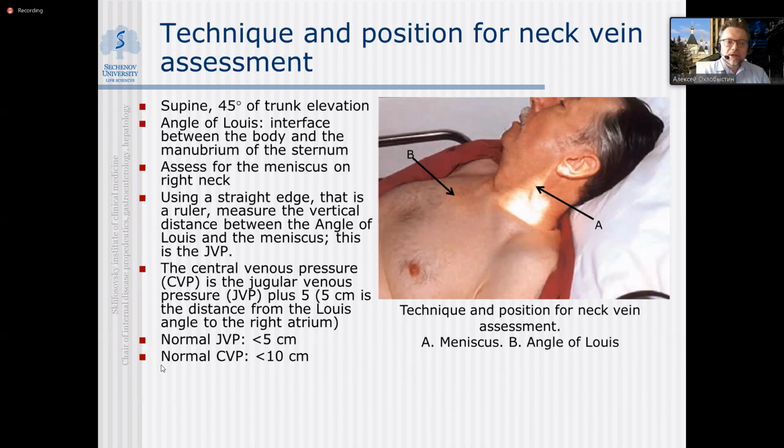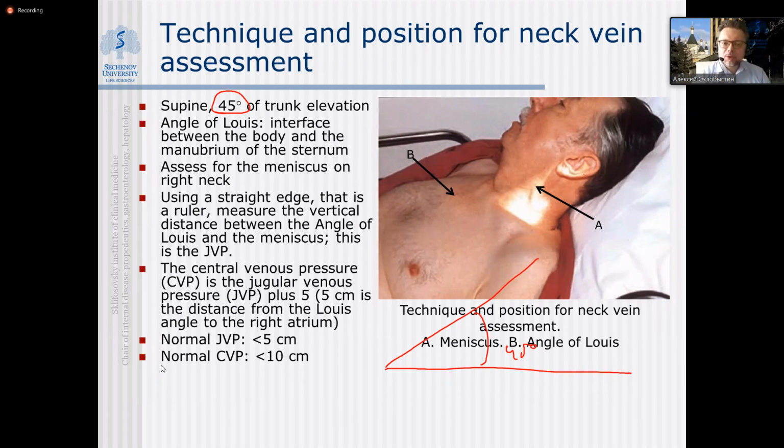Please pay attention that the normal posture should be at an angle of 45 degrees. The patient should lie like that. So 45 degrees should be for the whole upper portion of the body, like that. That angle should be 45 degrees.